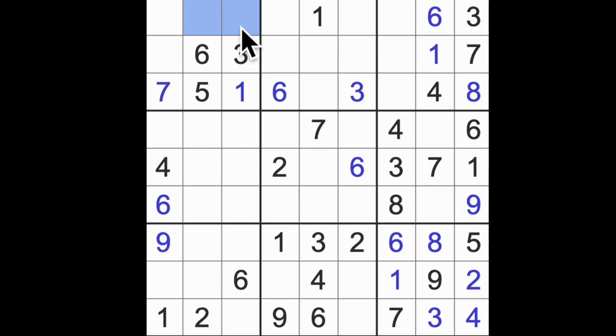Does that help? Not sure, but anyway, this is not 4 or 9, so it's 2 and 8. So how does that do? If that's 2 and 8, no, and then this is not 2 or 8, so it's 3 and 5 in those squares, and no help across there. Oh, unusual.